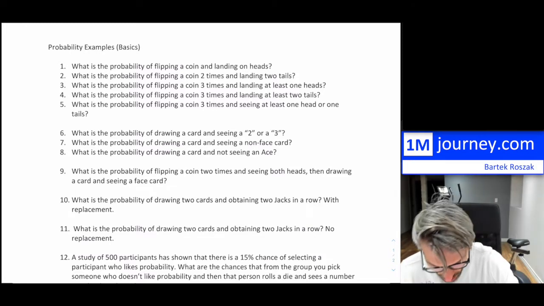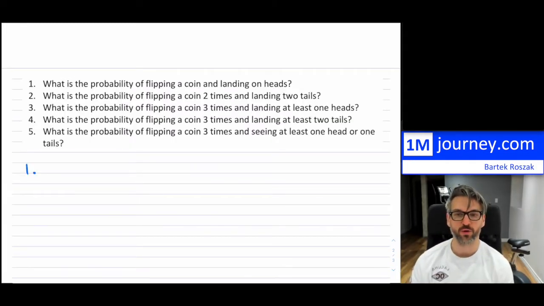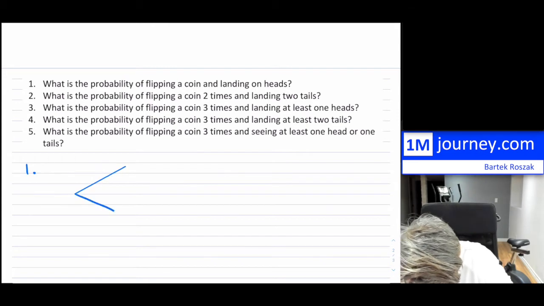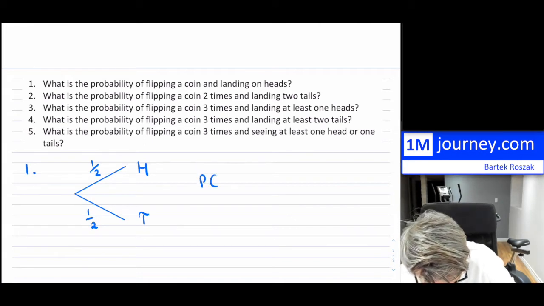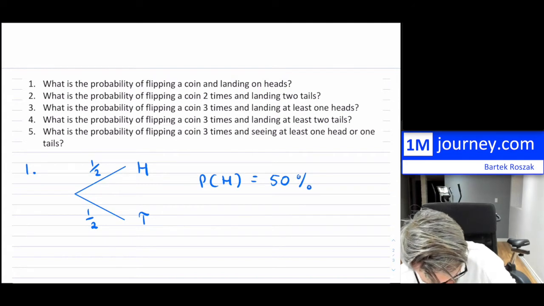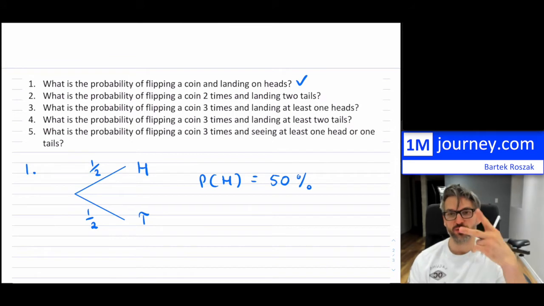Okay, so let's go. Question 1. What is the probability of flipping a coin and landing on heads? So this is probably as simple as it gets. When you are flipping coins, you really have just two options, assuming that you have a fair coin: heads and tails. And both of them have a 50% chance. So if you want just the probability of heads, that will be 50%. That is it.